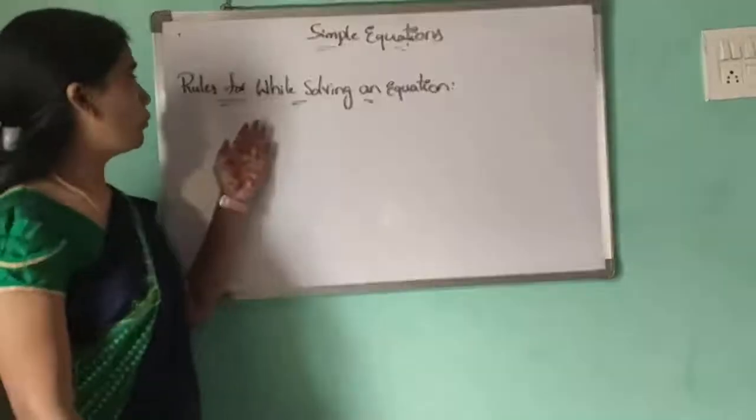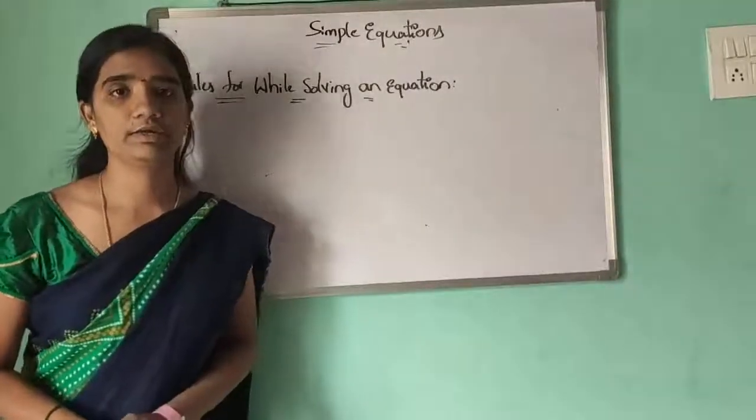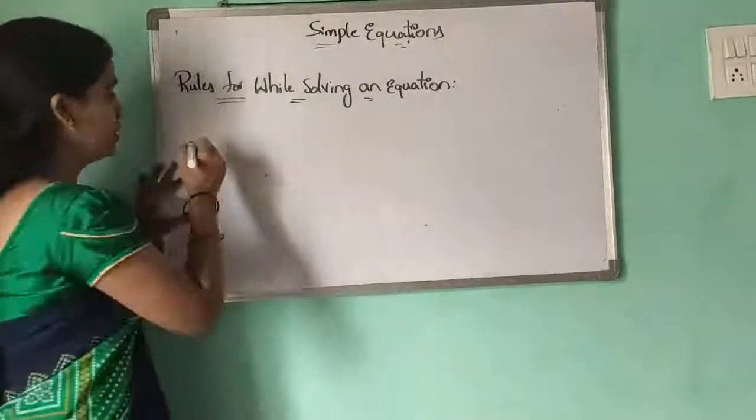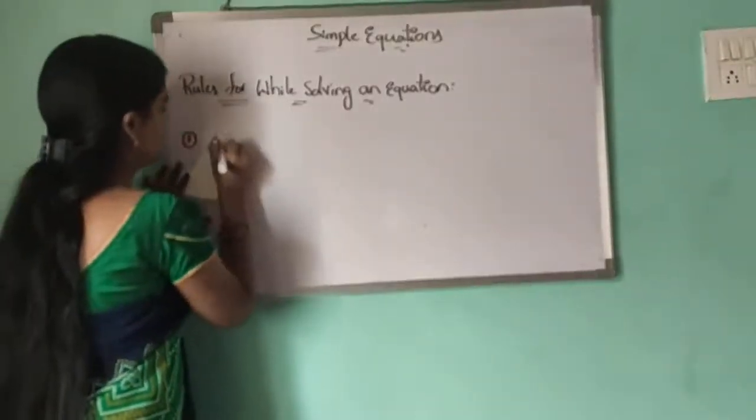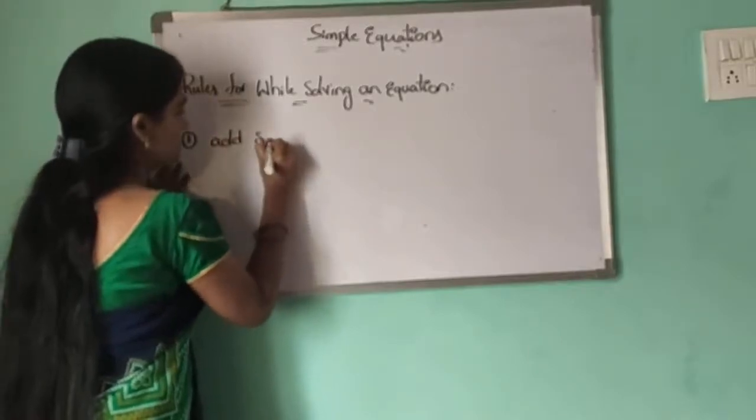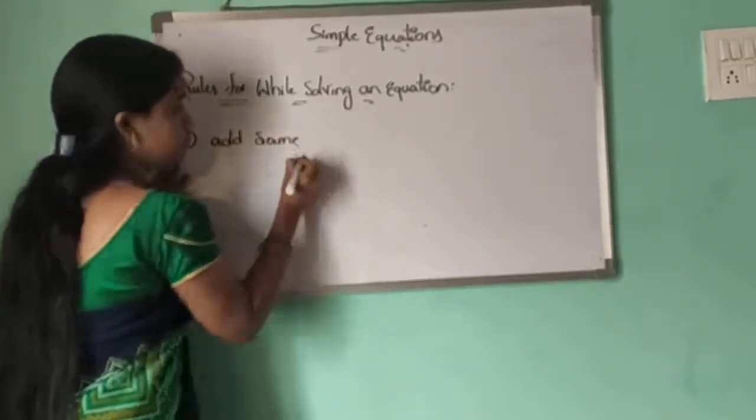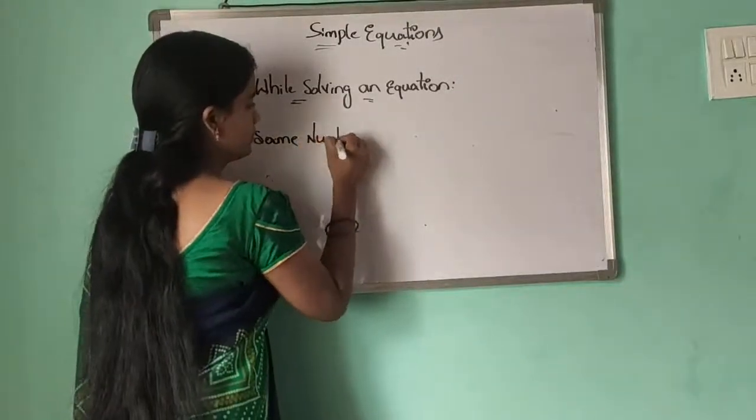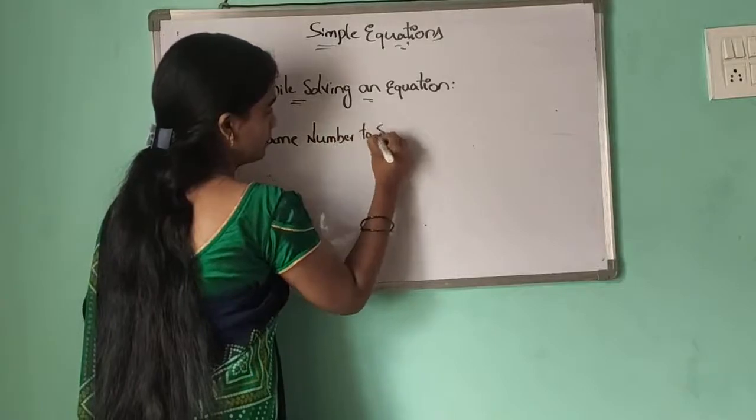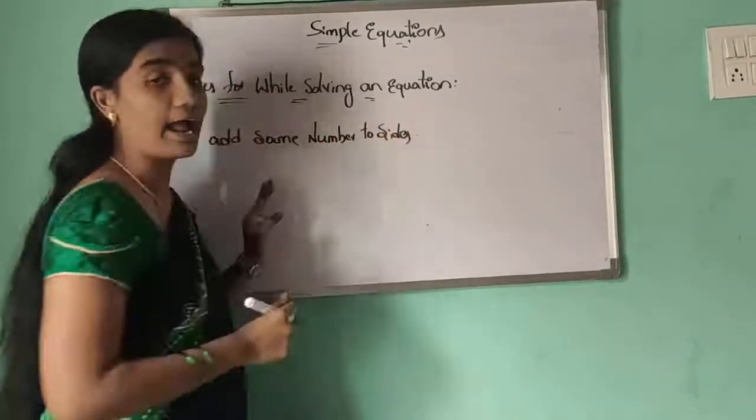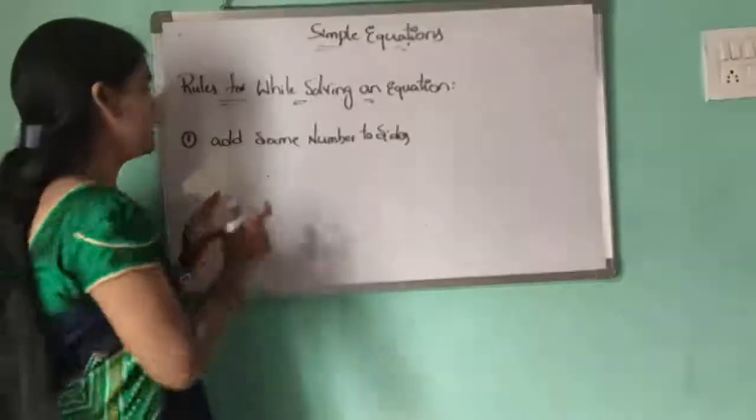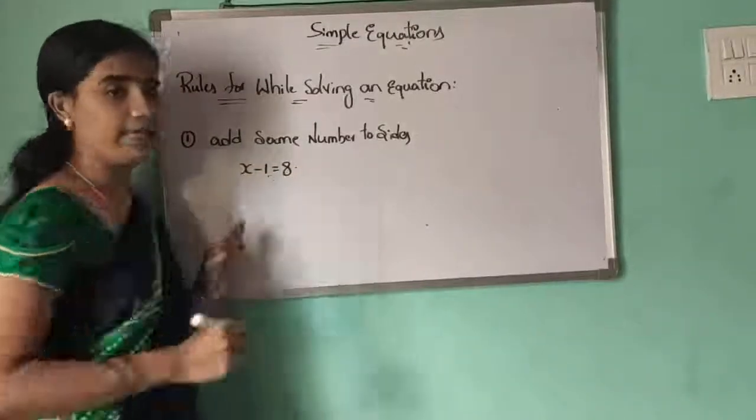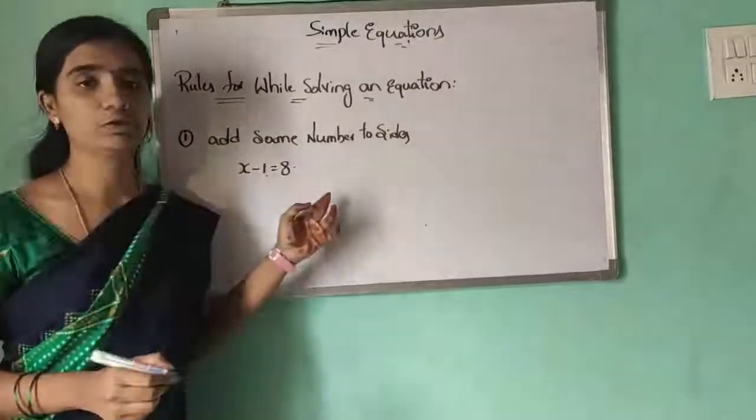Rules for solving an equation. The equation remains the same if we add the same number to both sides. Here I am taking the example x minus 1 equal to 8.